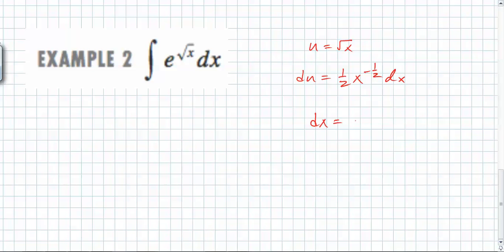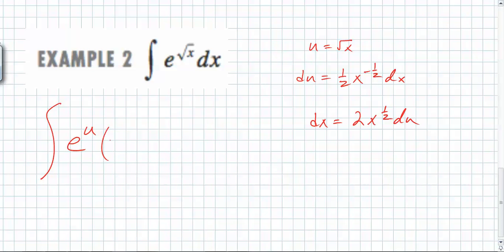So what does dx equal? 2x to the 1/2 du. Is that correct? I understand we're going to have a problem, but we're going to see if we can get through the problem. It's e to the what? E to the u, right?